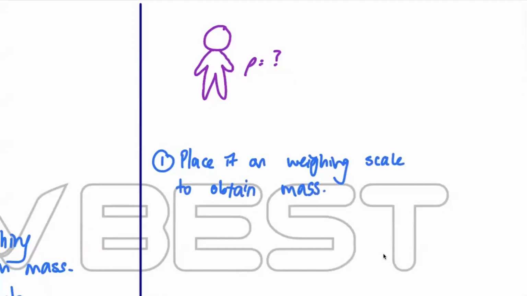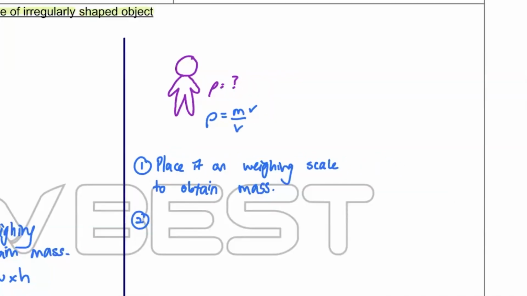But density is mass over volume. You got your mass already. How can we get the volume of a human? It's not a regular shape. What do you guys think? Xingxuan, would you like to give it a try? How do we obtain the volume of this fella? So what we do is that we can use a displacement method to get the volume.